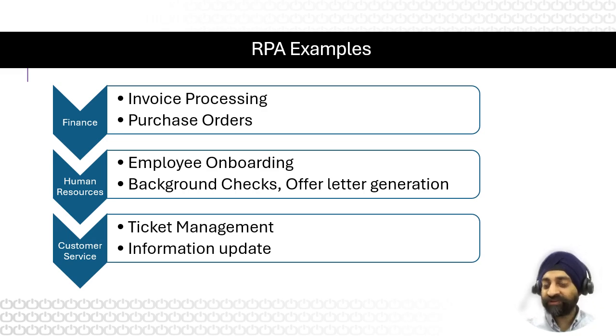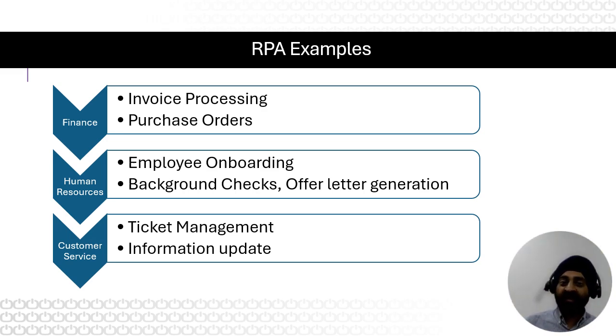Today the background checks are manual. However, the data is there in the system. So the data of the new hire is in the HR system, and from that it can validate and it can generate essential documents like offer letters and contracts.